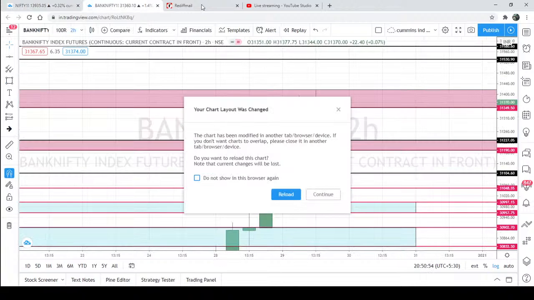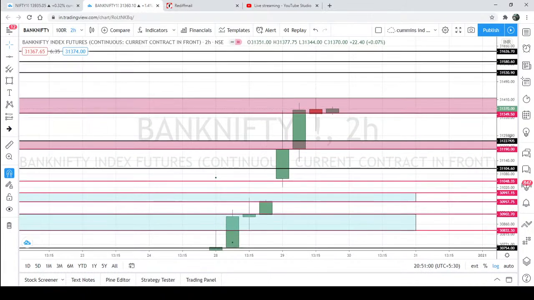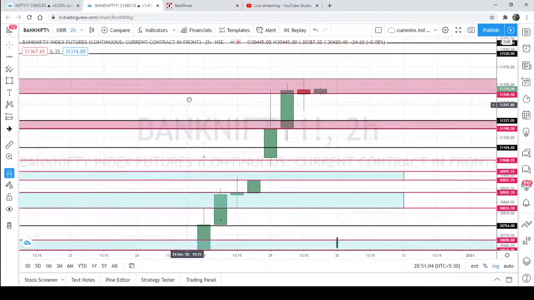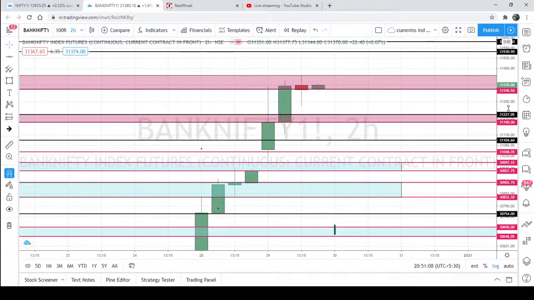Now let's go to Bank Nifty. Let me tell you what my plans are for tomorrow. Yesterday I couldn't put up an English video. I had updated a video yesterday in Hindi language. You can just check it out. I had said above this zone there are good chances prices will enter above 31,350. That is what has happened today.